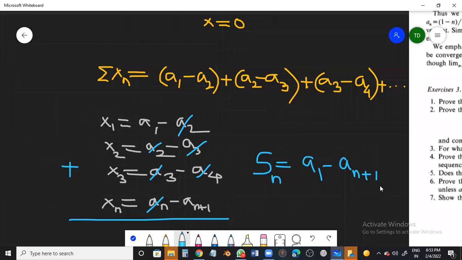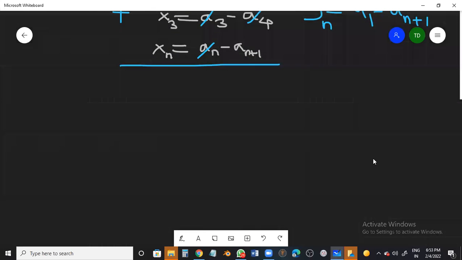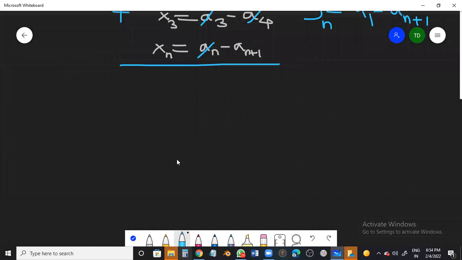Now looking at this, A1 is a constant because you started with A1. But as you go on changing n, An plus 1 is necessarily going to change. Do you agree? I repeat, Sn is A1 minus An plus 1.